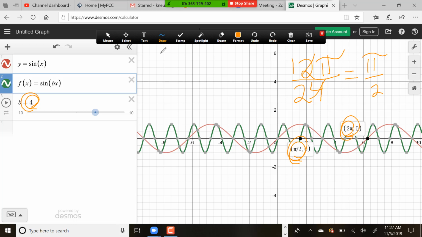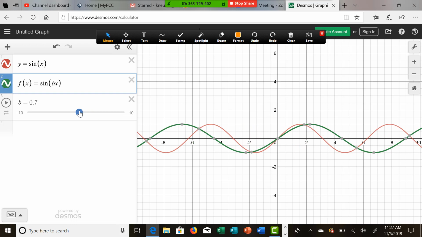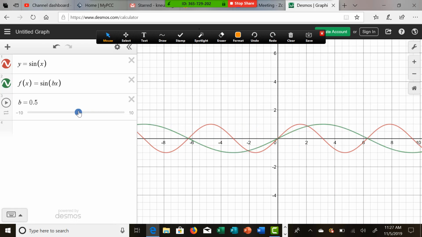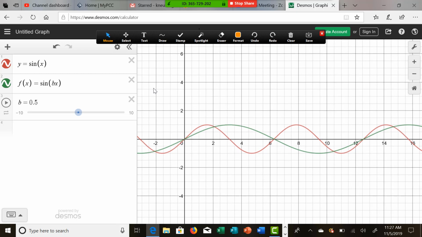What happens if I have the b small? So let me go ahead and make this less than 1. And let's do a nice number. We're going to do 0.5 because that's a half. So this is 0.5. Now this is going to be a little bit harder to see. So I'm going to move my graph and that'll make it easier. We're going to move our graph over because we need to be able to see an entire wave on the green one. Now, let's trace an entire wave on the green one.